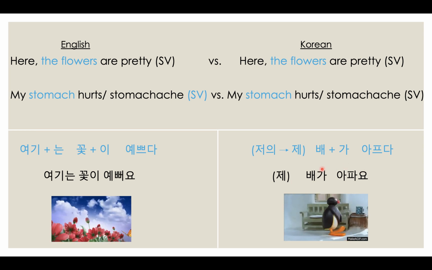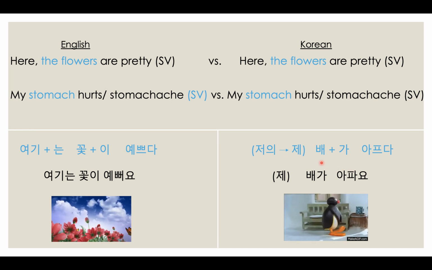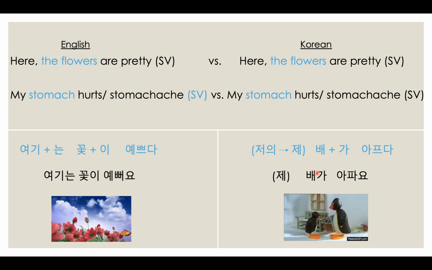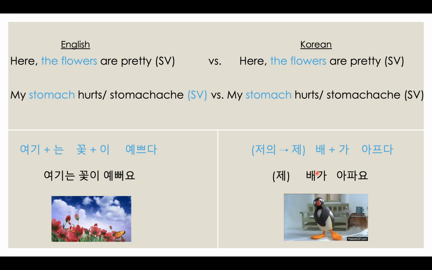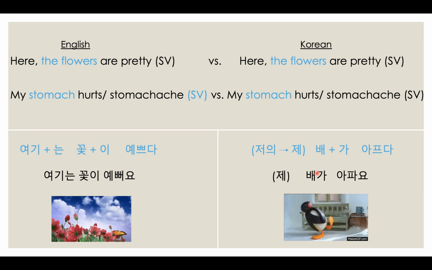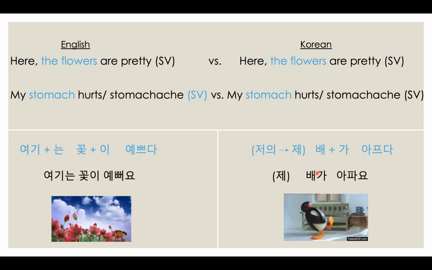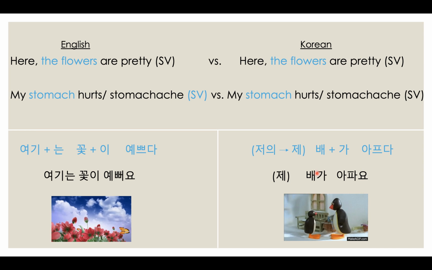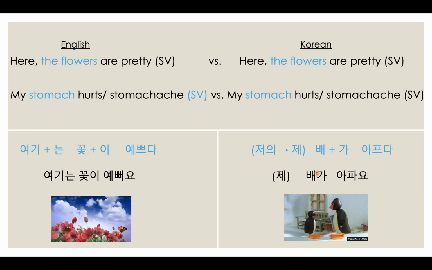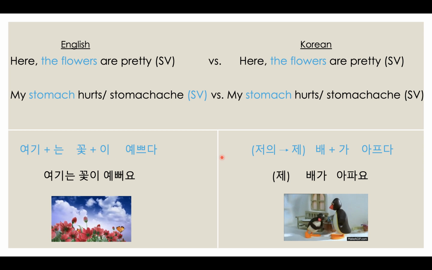Now you would use 가 here with 아파요. You wouldn't use 는 because the 배 is the main subject of what is hurting. Your stomach is hurting. It's not so much being acted upon. I should have rephrased that. That's for the next particle. It is the main subject of the sentence. My stomach is the thing that is hurting. The flowers are what are beautiful.